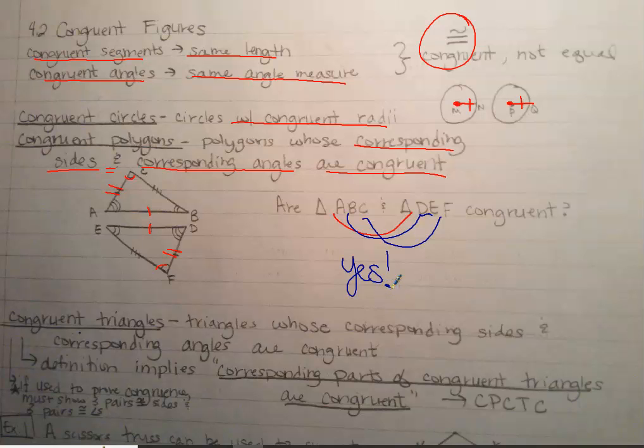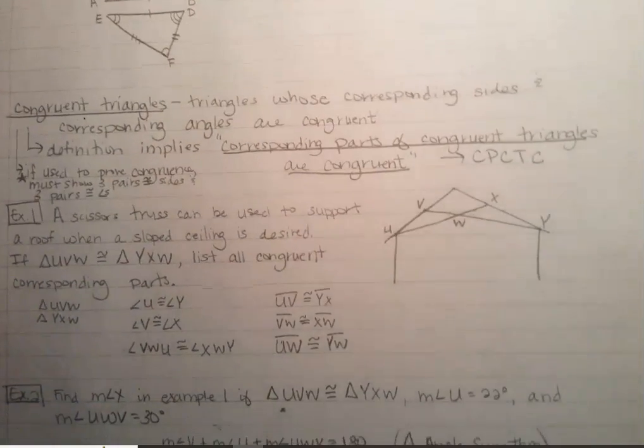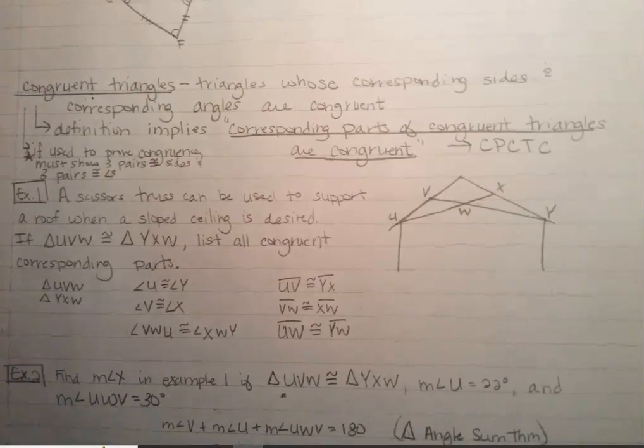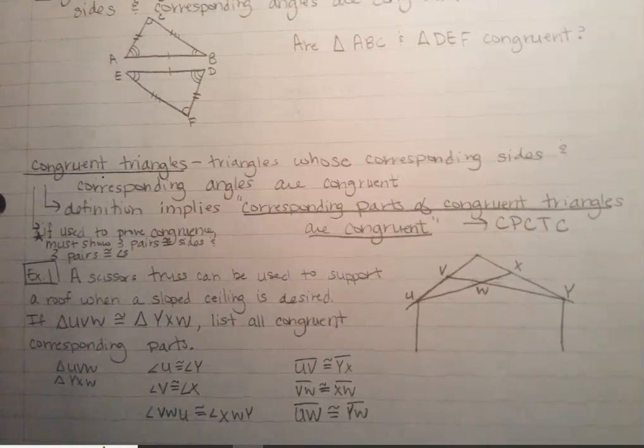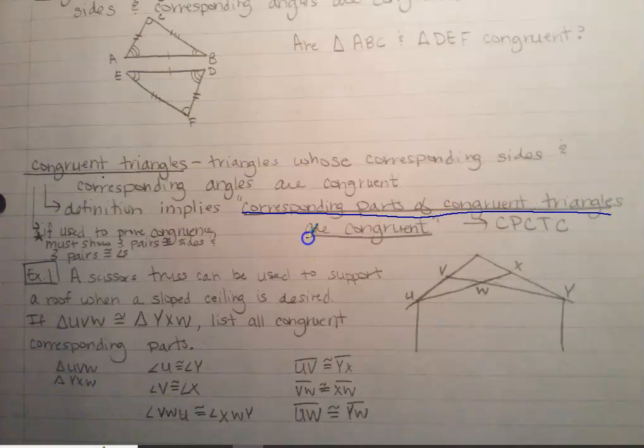So then we have congruent triangles. Congruent triangles are triangles whose corresponding sides and corresponding angles are congruent. So the definition here implies corresponding parts of congruent triangles are congruent. This is going to be very, very important for you in proofs. We're going to say CPCTC in the proofs. That means that corresponding parts of congruent triangles are congruent.